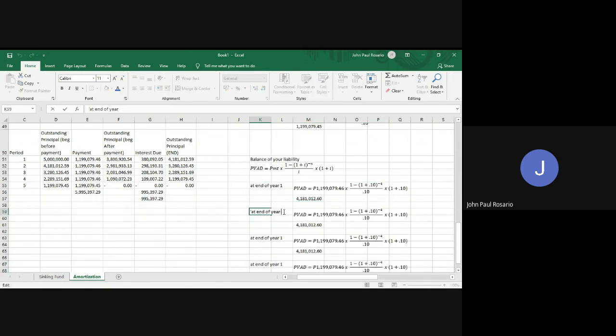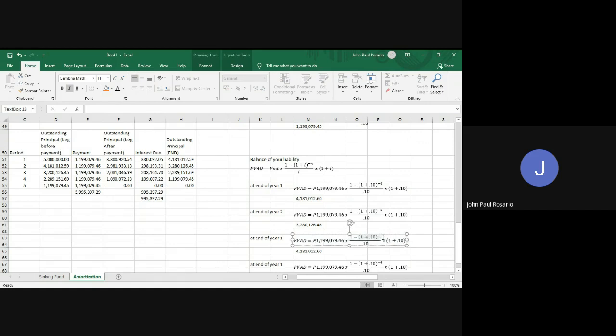At the end of year 2, we edit this. So 5 minus 2, that's 3 periods remaining. Same with here, 3 periods. We'll end up with 320,126.9. There are sometimes discrepancies of 0.01 or 0.02, but don't mind that. Okay?